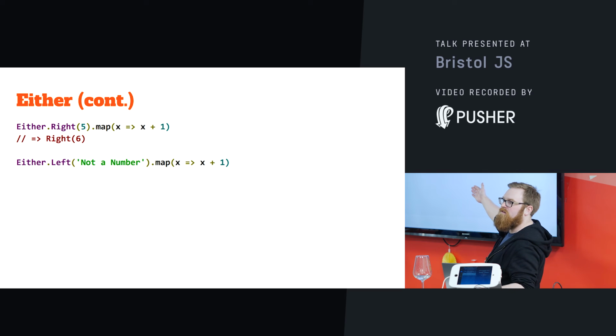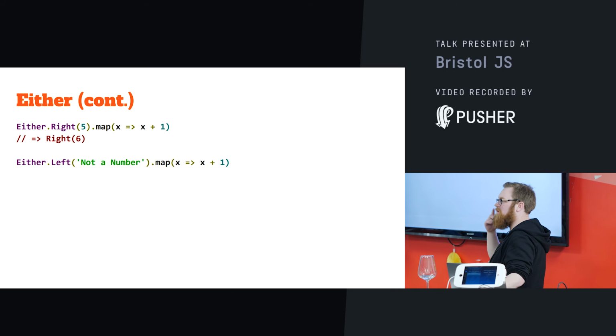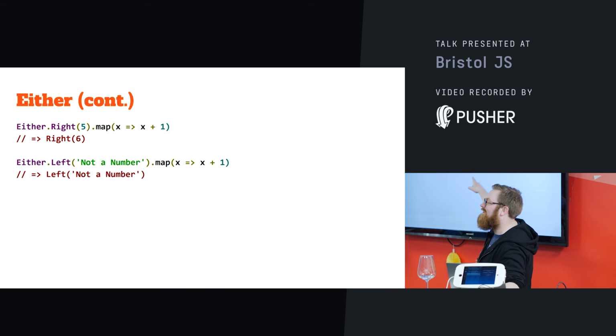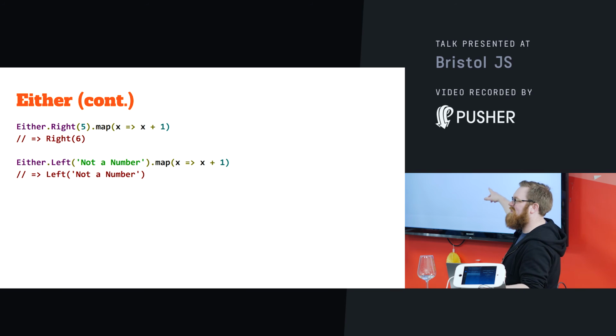Either dot left, let's put our error message in, not a number. Oh, suddenly someone's interested. Not a number, JavaScript. Easy way of handling not a numbers. That's kind of exciting. Again, we map it. What comes out, left, not a number. Doesn't even touch it. Doesn't throw an error. We've taken a not a number and tried to add one to it. It didn't even throw us an error.